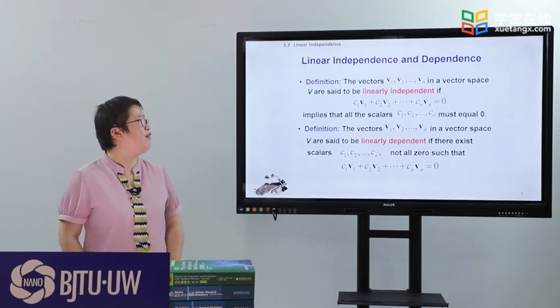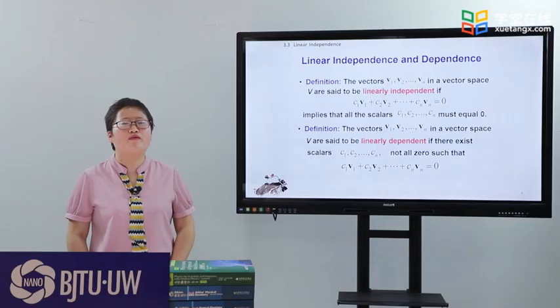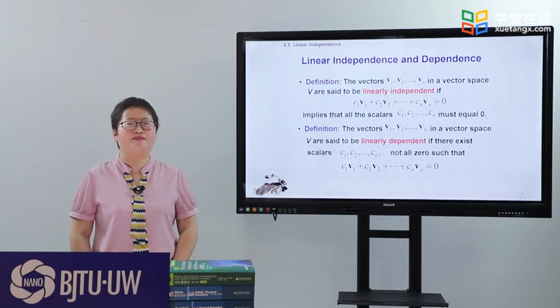The vectors v1, v2 till vn in a vector space V are said to be linearly independent if the homogeneous linear system c1v1 plus c2v2 plus till plus cnvn equals 0 implies that the scalars c1, c2 till cn must equal 0. Then we say v1, v2 till vn are linearly independent.